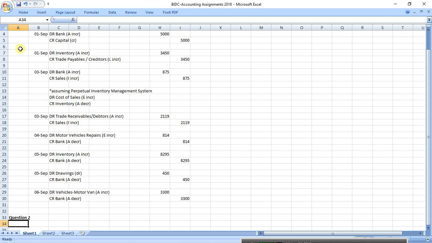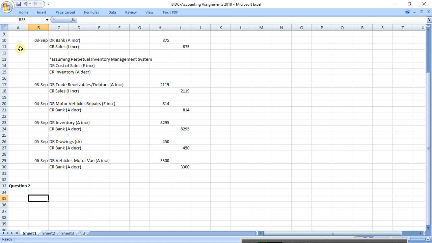So the accounting equation is what? Let's write down the formula. Accounting equation as a heading. Let's specify what that is.